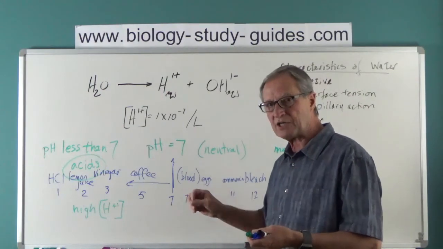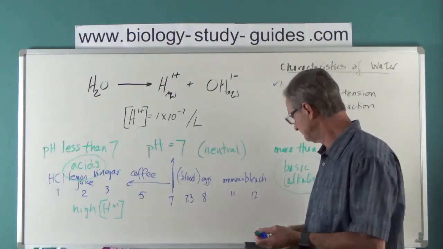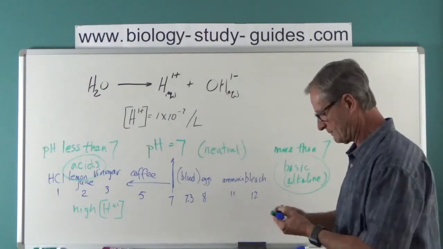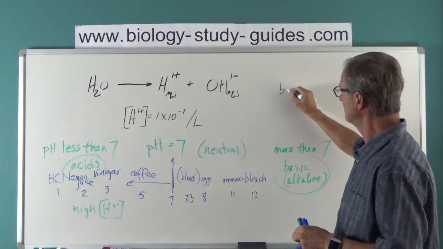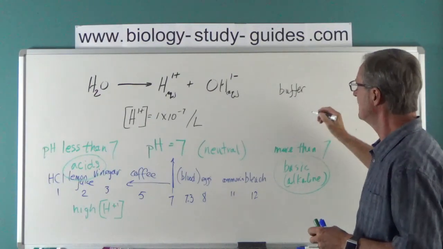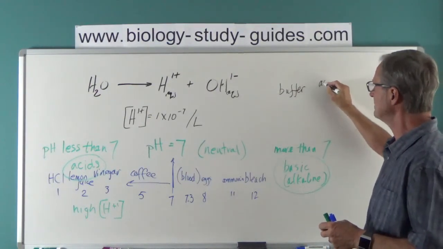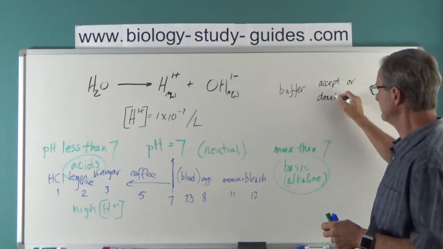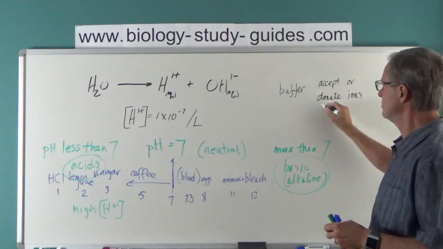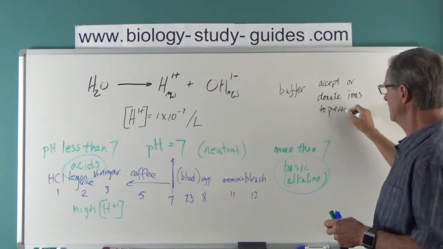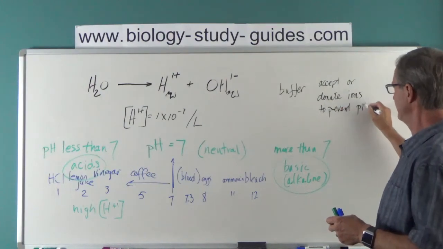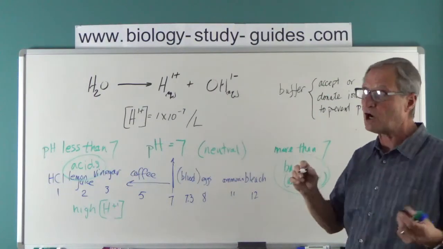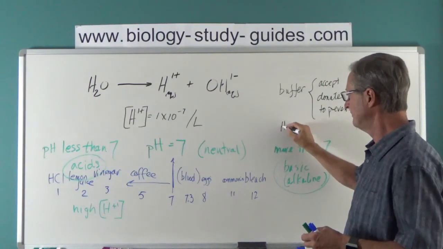We have things in our body called buffers. And a buffer is something that will either accept or donate ions to prevent a pH change. That's what buffers do. And the one that's very common in our body is bicarbonate.